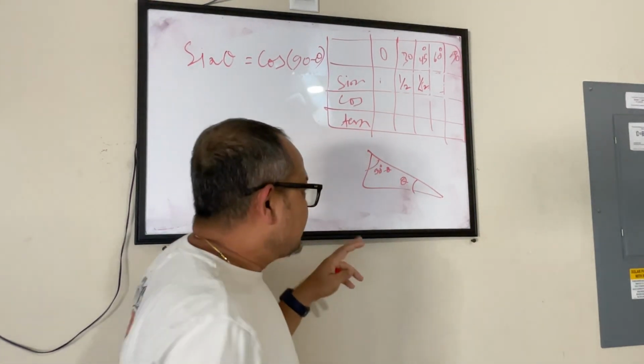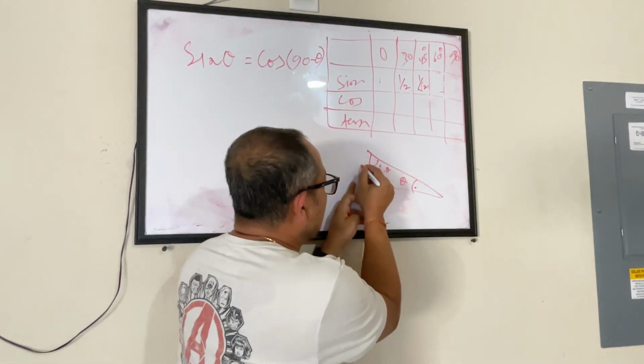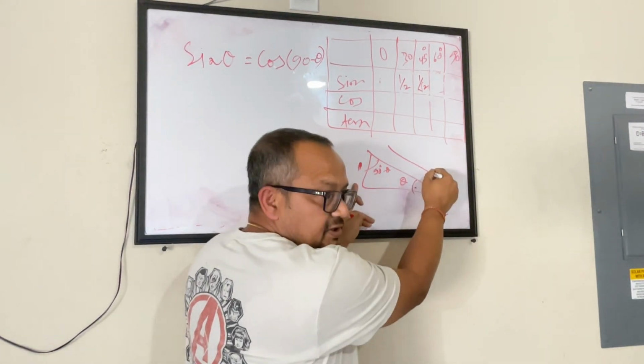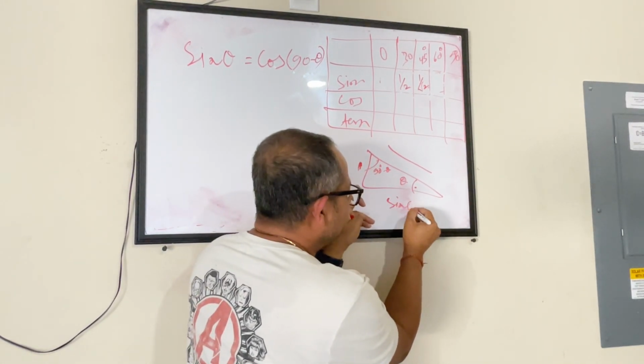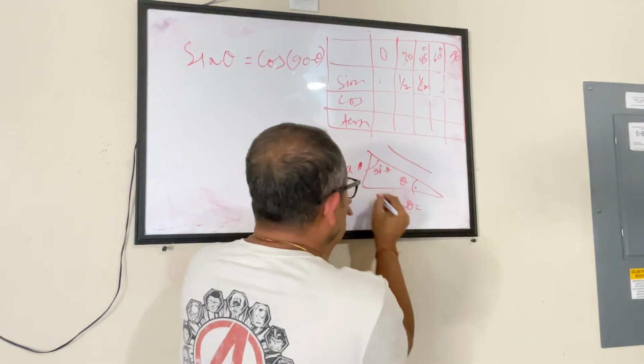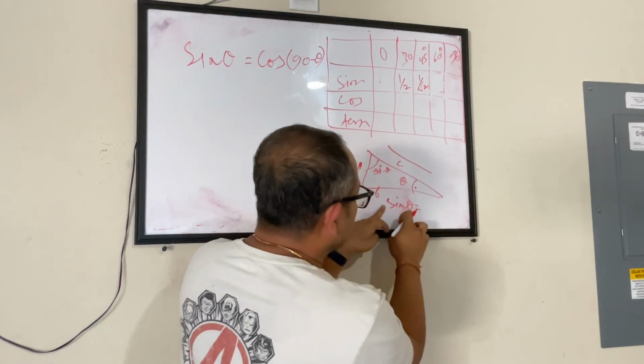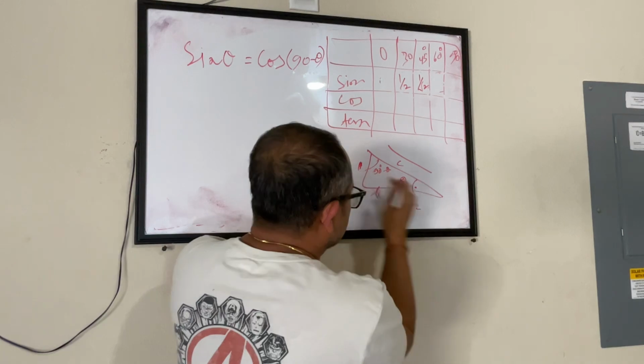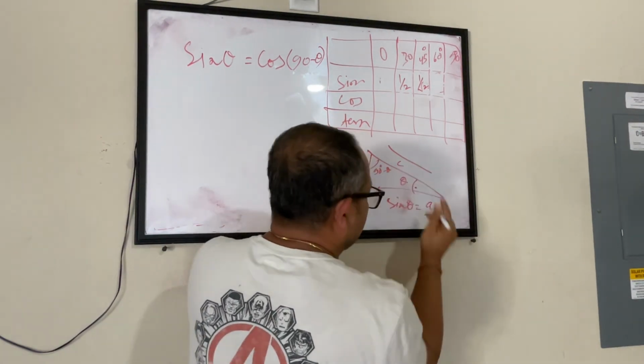This is theta, this is 90 degree minus theta. Yeah? The sine of any angle is the side opposite to it divided by hypotenuse. So sine of theta will be equal to, let's say this is A, this is B and this is C. Sine of theta will be the side opposite, A, divided by hypotenuse, which is C.